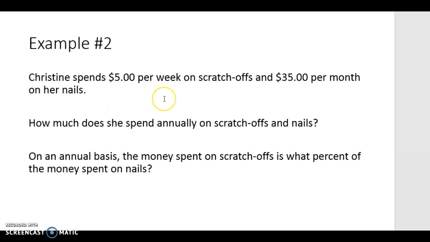All right, Christine spends $5 per week on scratch-offs and $35 per month on her nails. So how much does she spend annually on scratch-offs and nails? And on the annual basis, the money spent on scratch-offs is what percent of the money spent on nails? So we have to do a two-part here. First, we convert this monthly and weekly amount into an annual amount, and then we're going to set up a proportion in order to solve the second part, which says the money spent on scratch-offs is what percent of the money spent on nails. All right, so take a minute and go ahead and pause it, see how close you can get, and then we'll go over it.